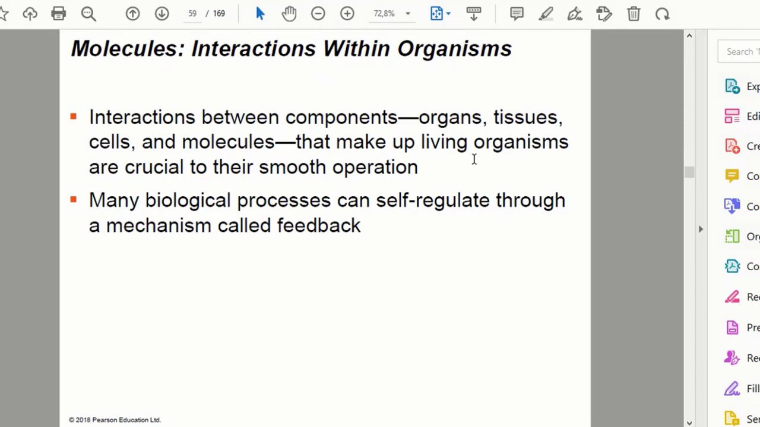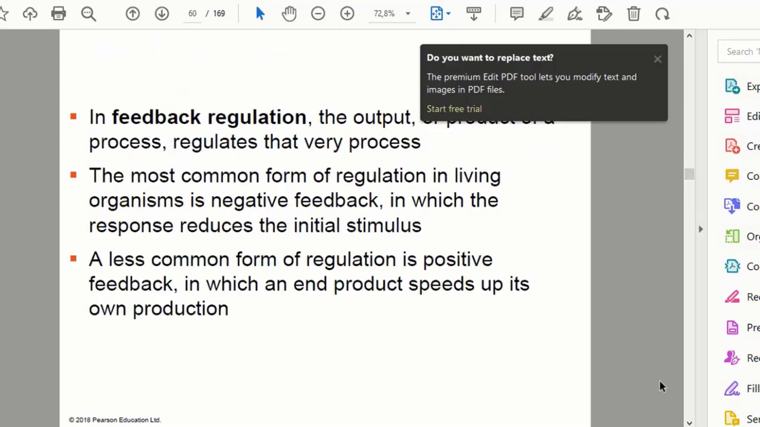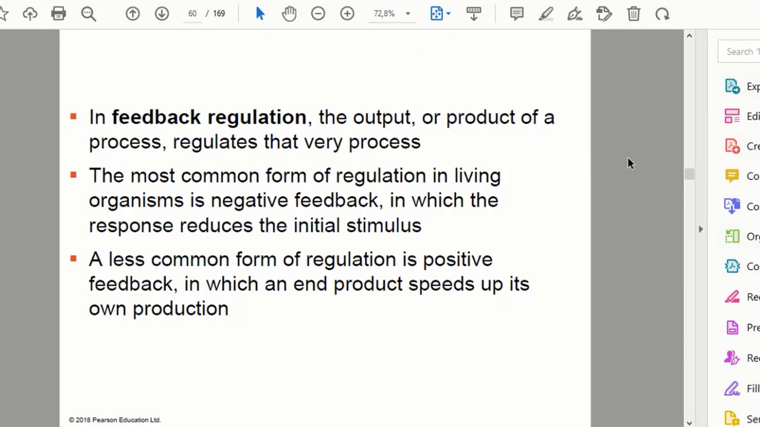So many biological processes can self-regulate through a mechanism called feedback. They may ask you, what is the mechanism by which organisms regulate themselves? You have to describe it as feedback. It is also termed, in clinical terms, feedback regulation, where the output or product of a process regulates that very process.